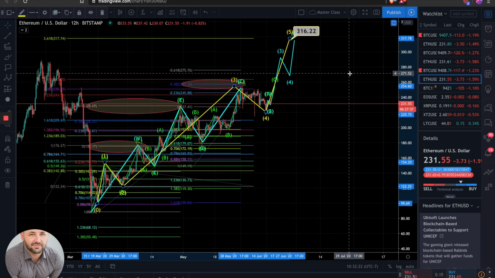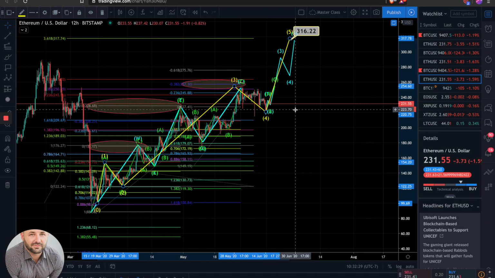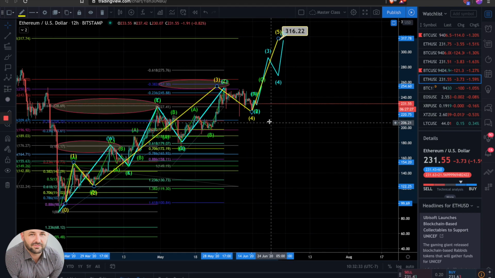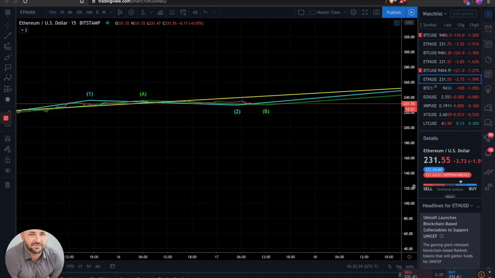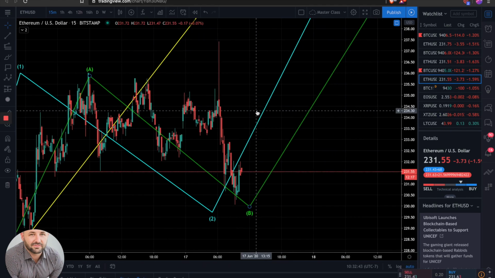I'll put a little label on that. So 316 roughly is where I would expect us to come up if this does follow out to be a 5 wave move up. Now we did kick off with a 5 wave move right here. And on ETH, I'll go back to the smaller time frame. It does look to be a 5 wave move up here.